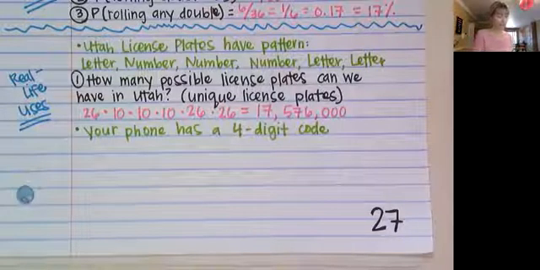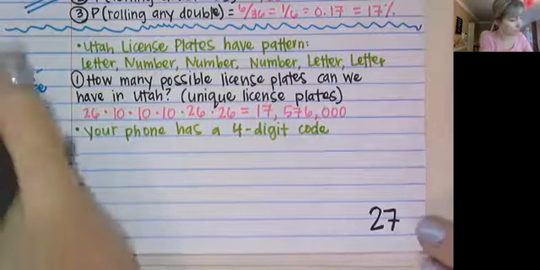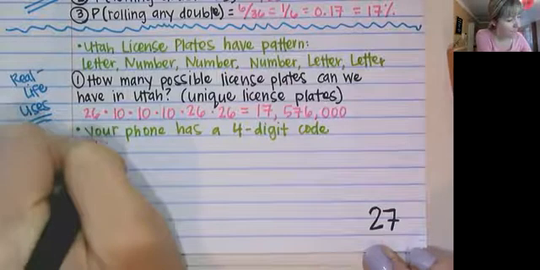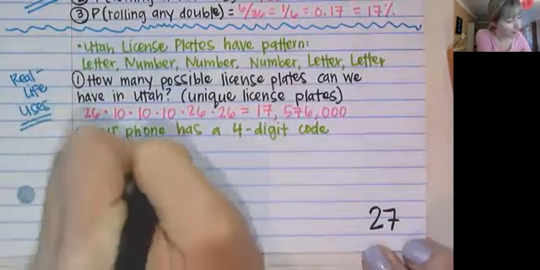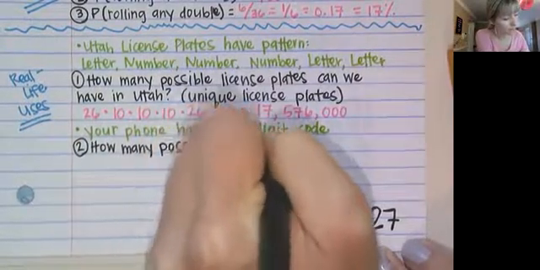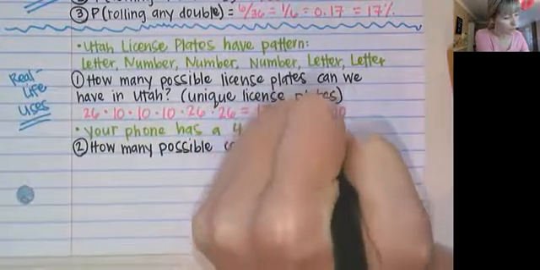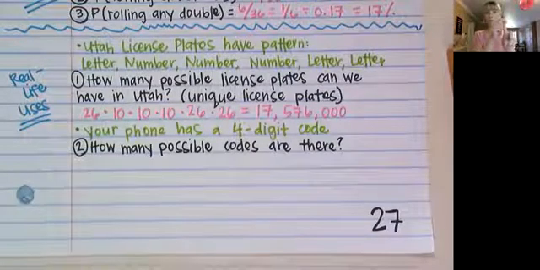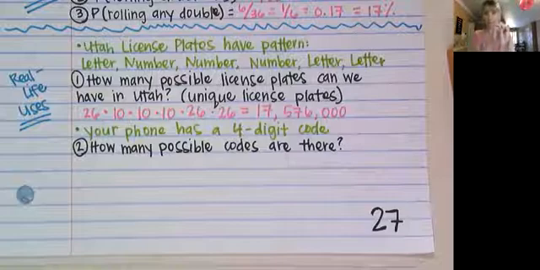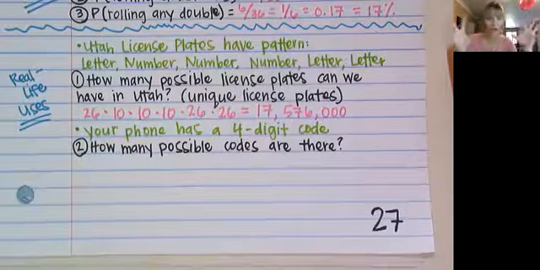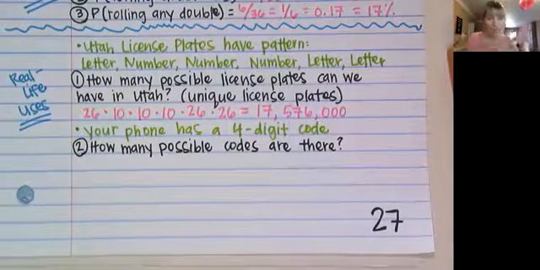But if your phone has a 4-digit code, and I'm going to call this number 2 since we're still in this real life uses category, the first thing I want to know is how many possible codes are there? If you're going to pick a 4-digit code, we could list them all. You could just do 0000. That's one possibility. You could do 0001, 0002, 0003, 0004. And you can imagine, as I start naming those out, just how long this list could be. It could get really bonkers really fast.